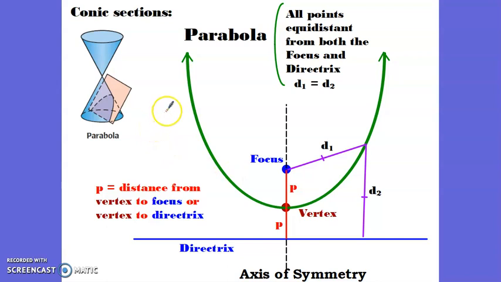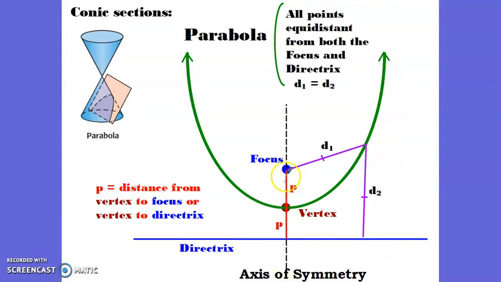So we have a definition, what we call a locus definition, or a geometric definition. All the points on the parabola, on this green line, are equidistant from a focus, and the directrix, this blue line down here at the bottom. So again, that distance d1 will always be equal to d2 if we're looking at all the points on our parabola. The farther away we get from the focus, the farther away we get from the directrix.